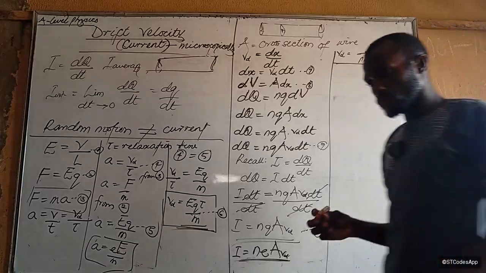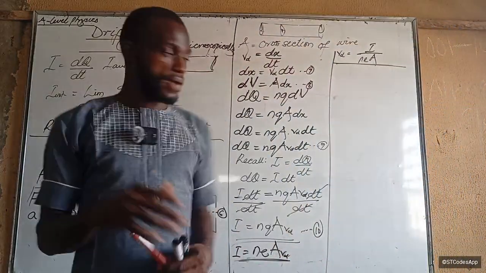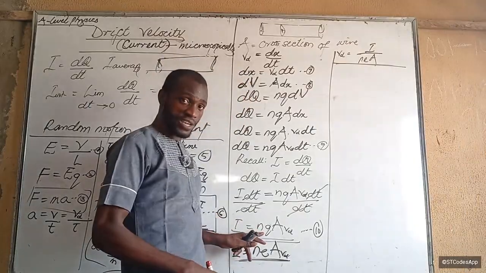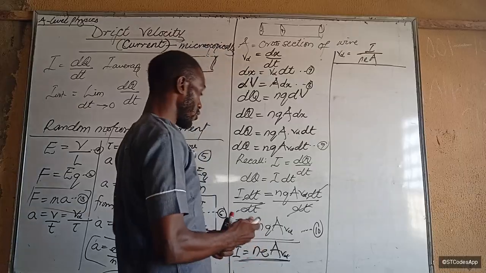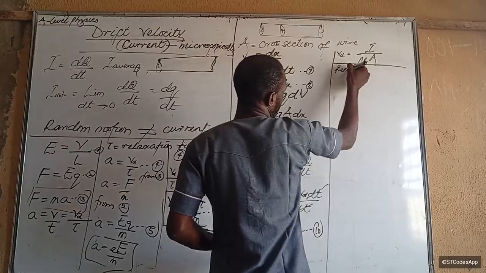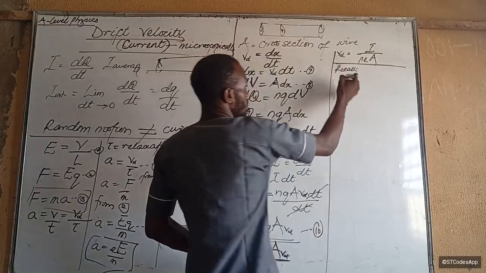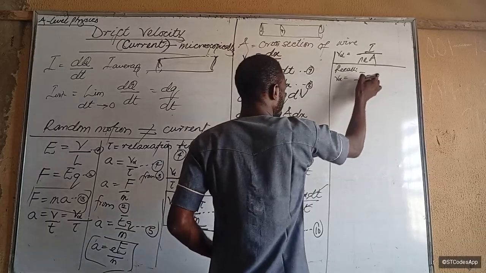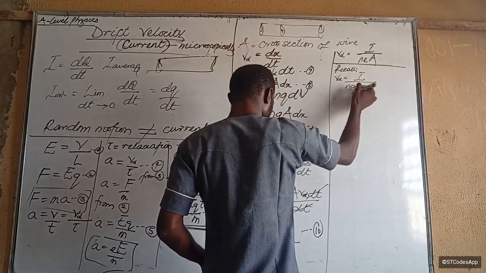So from equation 10, we can now proceed forward. I like to retain my q convention. So from equation 10, v sub d is equal to I over nqA.